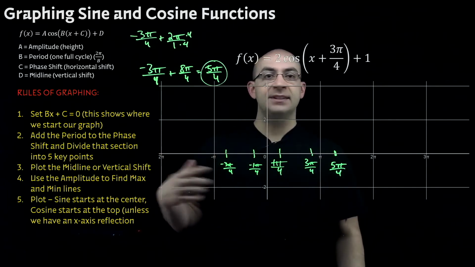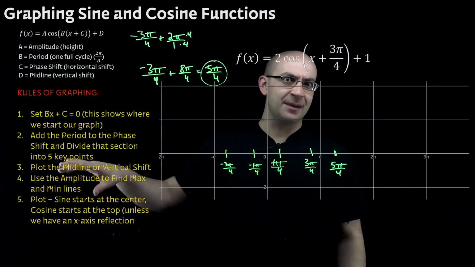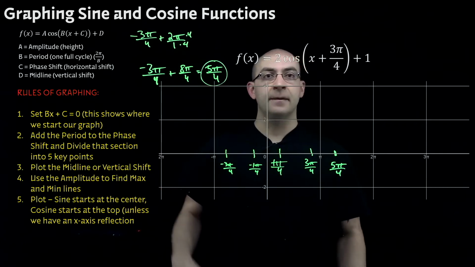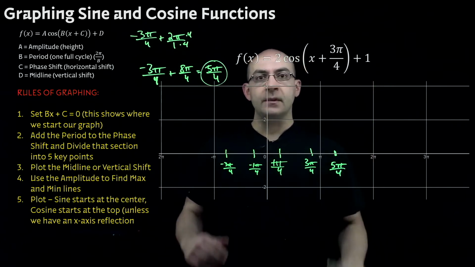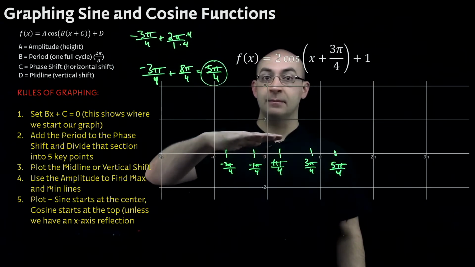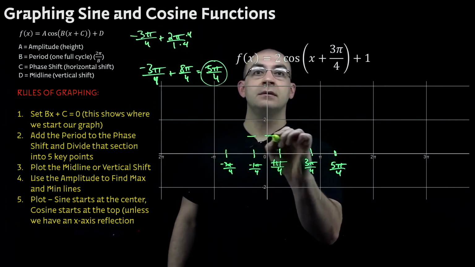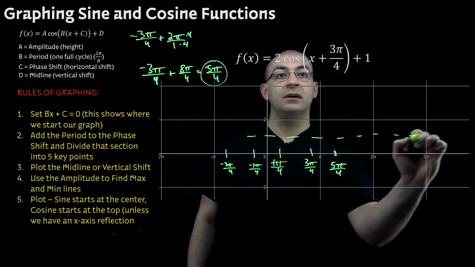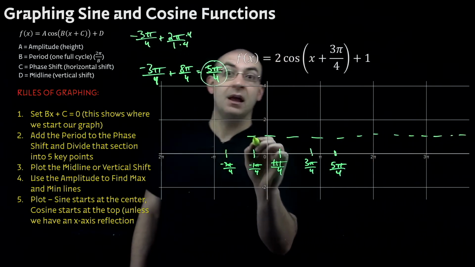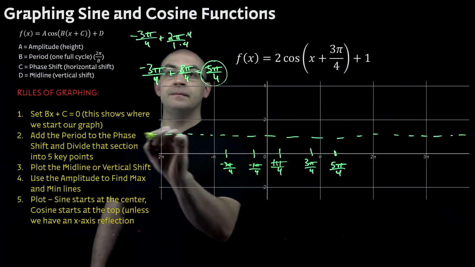Great. Now let's get to the easy stuff. The easy stuff really is number 3, number 4. Well, let's plot the midline. Well, the midline is plus 1. So we start at 0 at the midline. I'm simply going up 1 unit. Now, at 1, I'm making a dashed line because that is our middle of our highway. Midline, get it? Middle.